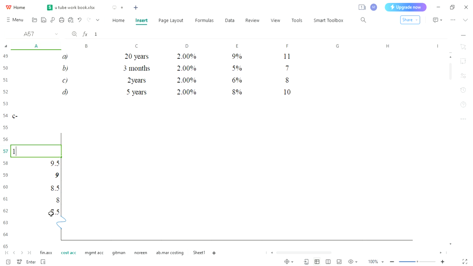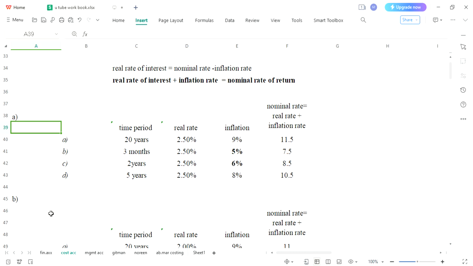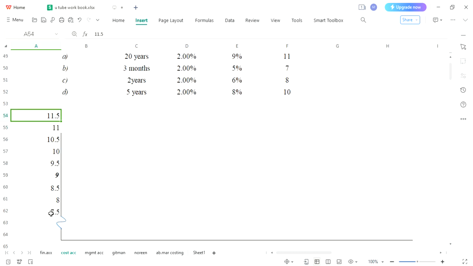9.5, and then we have 10. Then we need to put 10.5, 11, 11.5. Let's see if our requirement completes. Yes, 11.5 is our final requirement, but our graph again needs more lines at y-axis. So guys, in this way your graph has been completed.